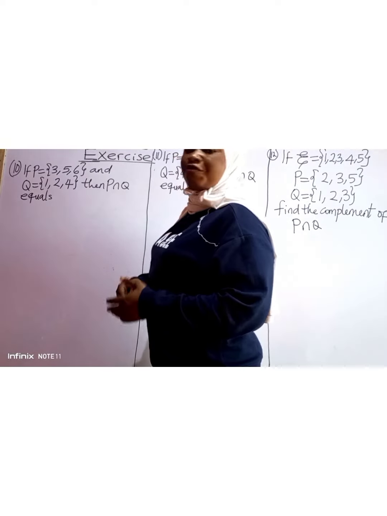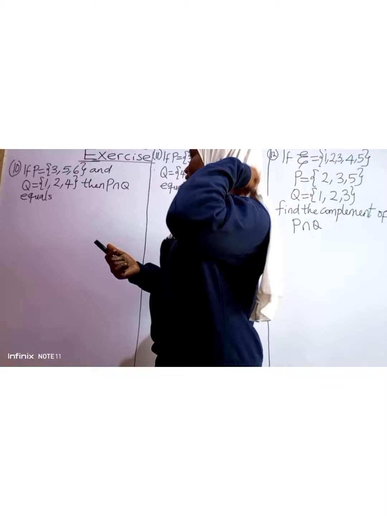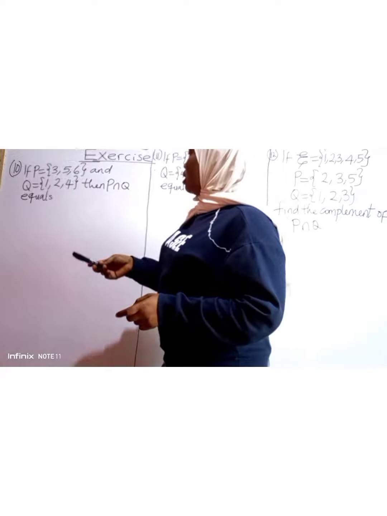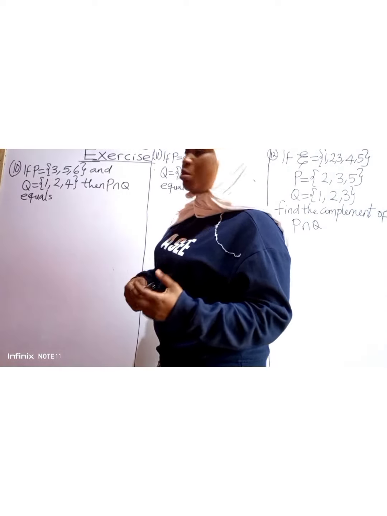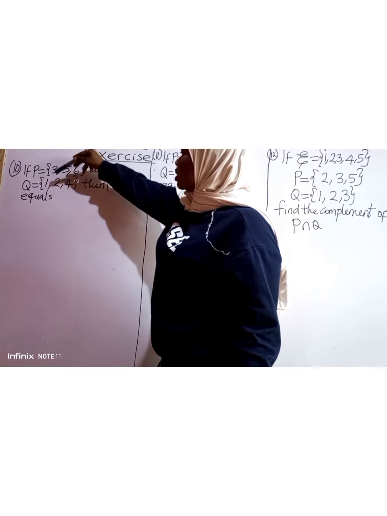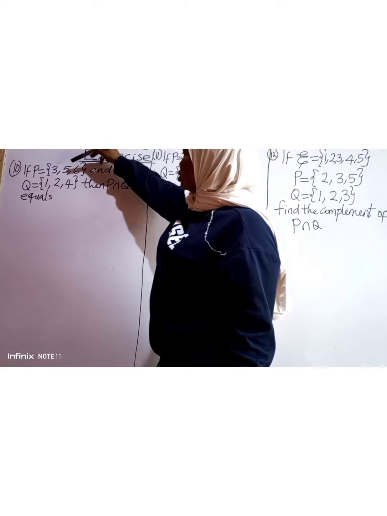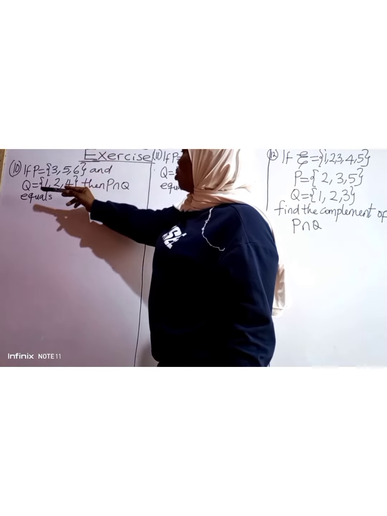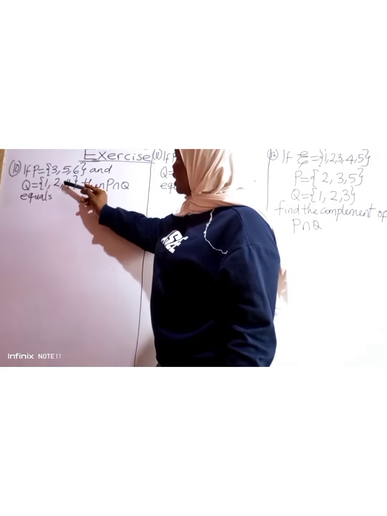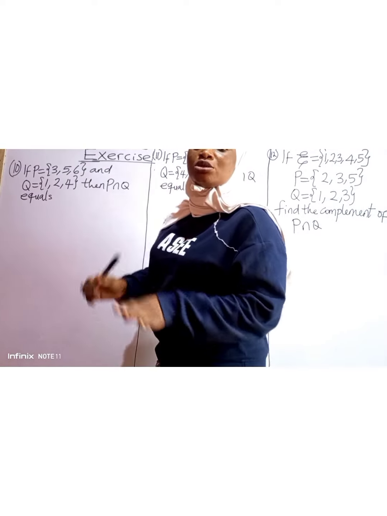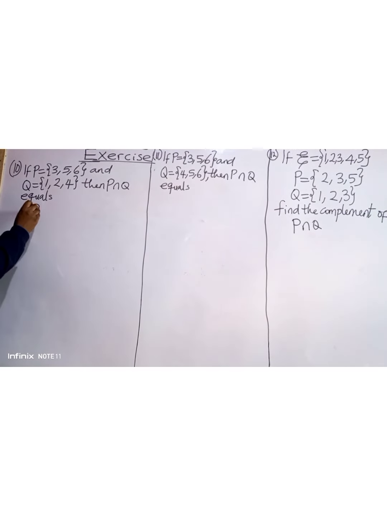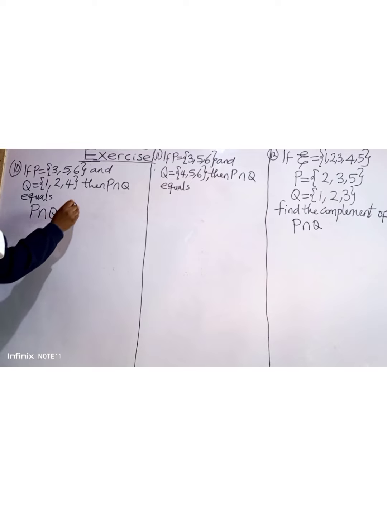Question 10 says, if set P is equal to 3, 5, 6 and set Q is equal to 1, 2, 4, then P intersects Q equals what? Now, we want to find the elements that they have in common. Let's see. 3 is in P, 3 is not in Q, 5 is in P, 5 is not in Q, 6 is in P, 6 is not in Q, 1 is in Q, 1 is not in P, 2 is in Q, 2 is not in P, 4 is in Q, 4 is not in P. That means they do not have any elements in common. So we can now say that P intersects Q is equal to empty set.